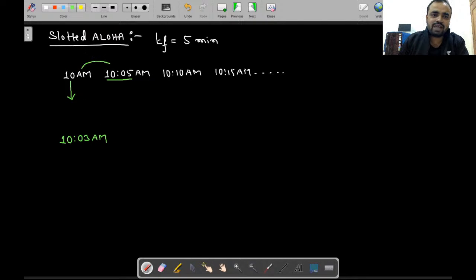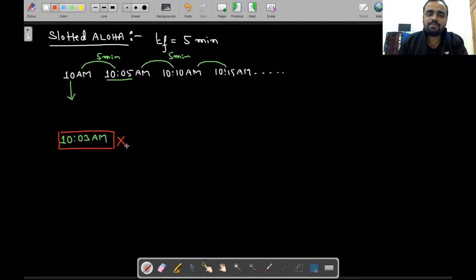Because the difference of each time slot we have considered here is 5 minutes. So if any node wishes to transmit its data frame at 10:03 a.m., it cannot, because the next time slot will appear at 10:05 a.m. If such things are implemented, then this kind of collision will never occur. It means the front bit of the first node cannot collide in between another frame. Are you getting my point or not?